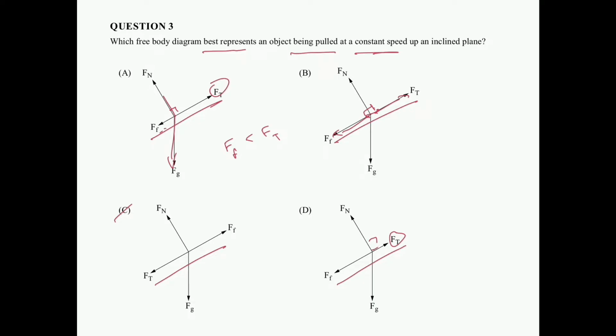Whereas option D has your force of tension a lot less than your force of friction, so it's going to be pulling down the slope. And our question is asking for the best representation of an object being pulled up a slope. So that's going to be option A.